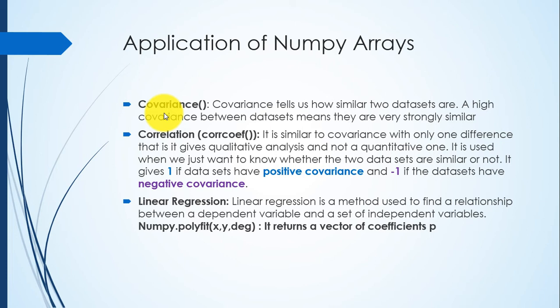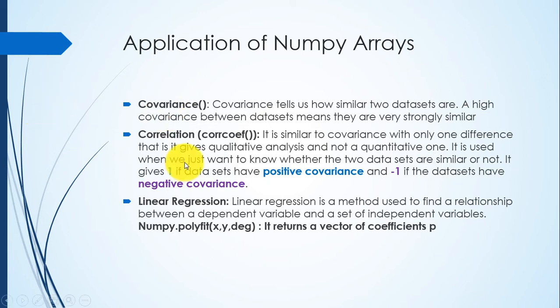So let us first of all understand what covariance is. It is a method which tells us how two data sets are different. If the result is highly positive, that means the two data sets are very similar, and if it is very negative, then it means that the two sets are very dissimilar.